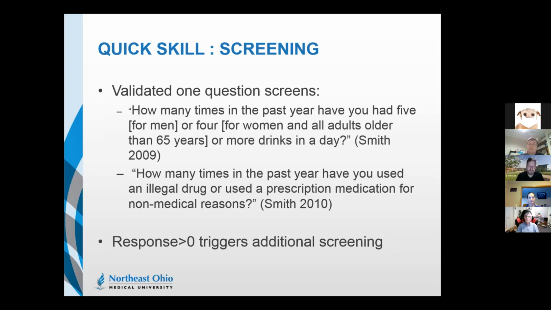Screening, just as a reminder, starts in a very easy and manageable way with a one-question screener. How many times in the past year have you had 5 or 4 or more drinks in a day? 4 is for women, and for adults older than 65, 5 is for men.